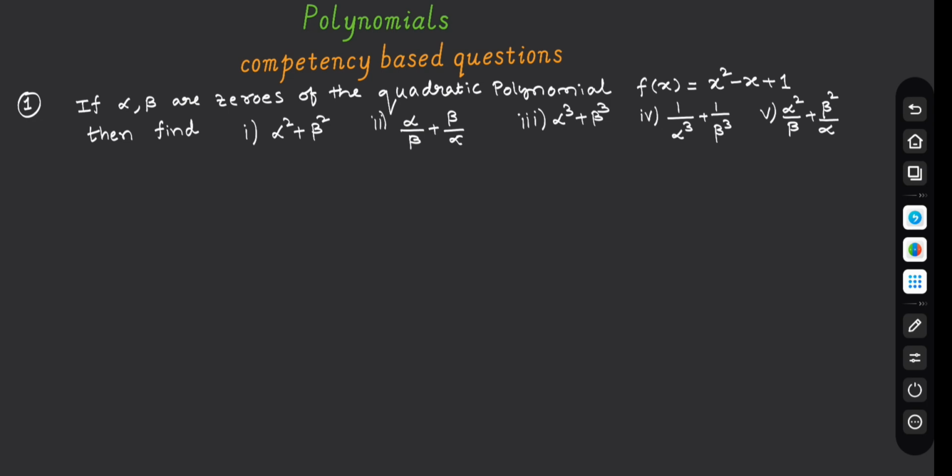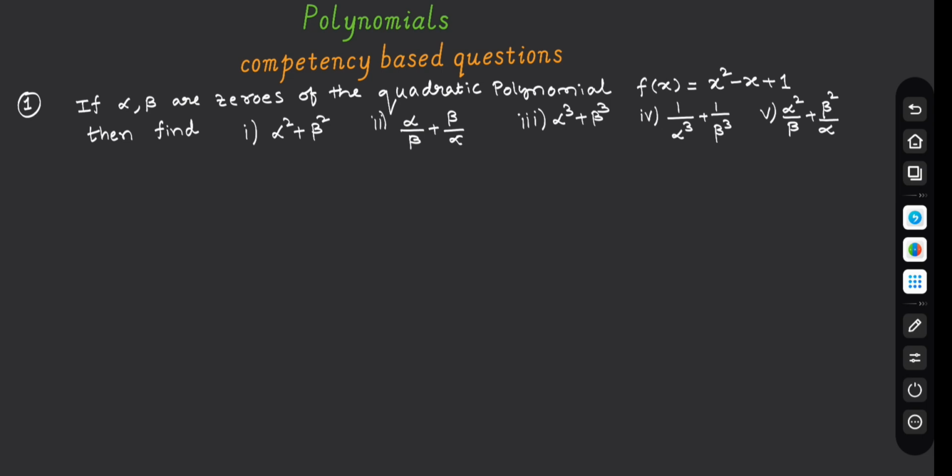Alpha comma beta are the zeros of the quadratic polynomial f of x is equal to x square minus x plus 1. One polynomial is given, then we have to find out these five questions. In that first one, we have to find alpha square plus beta square.